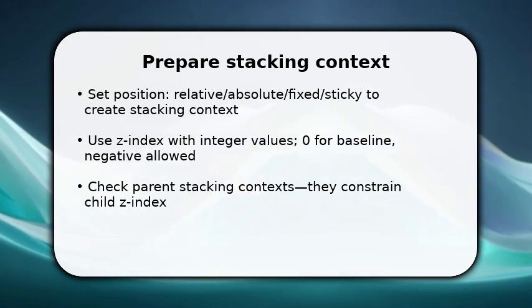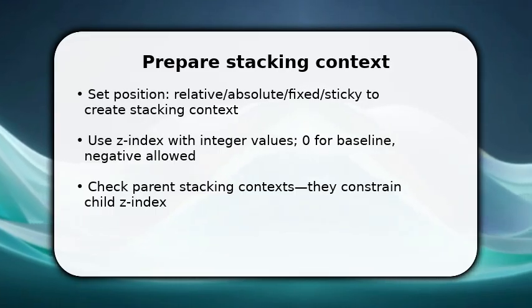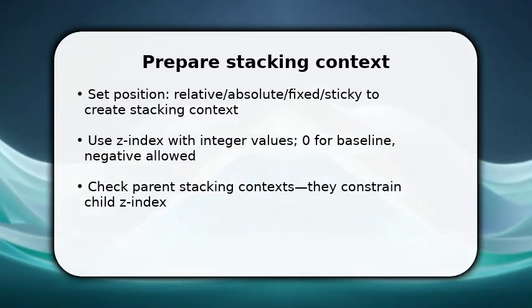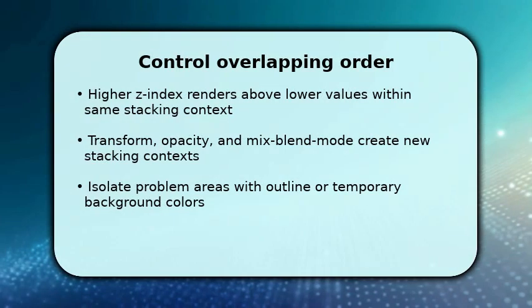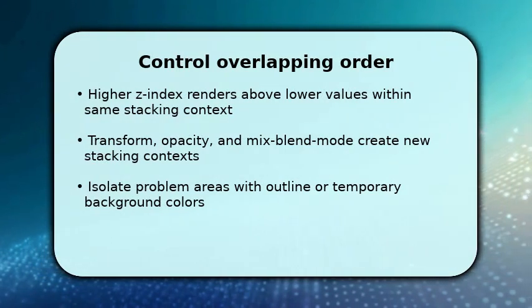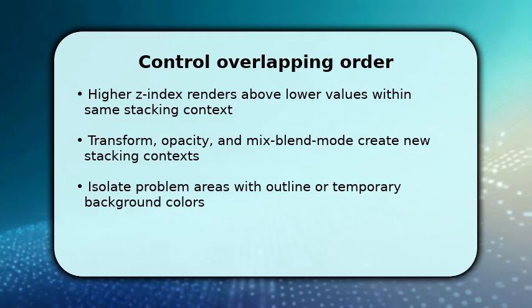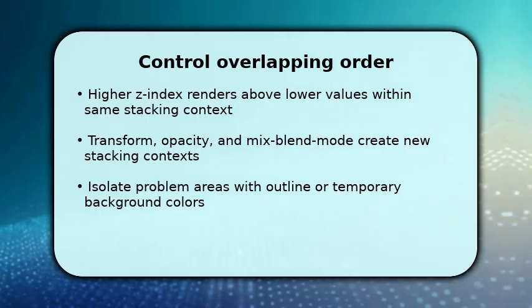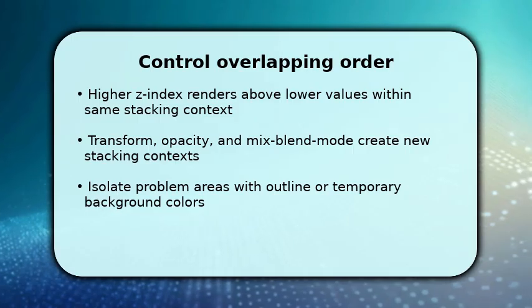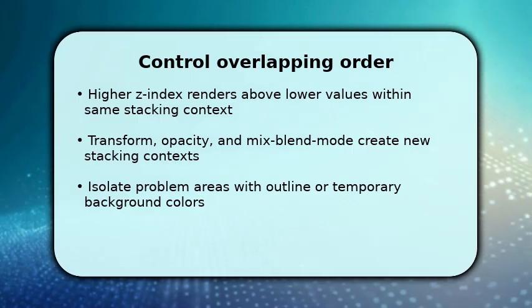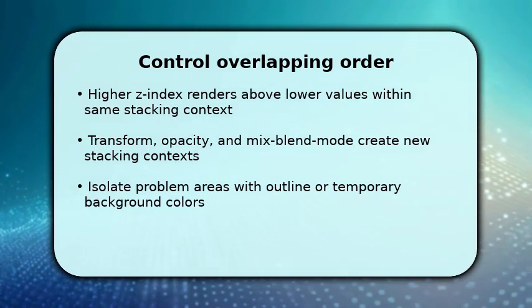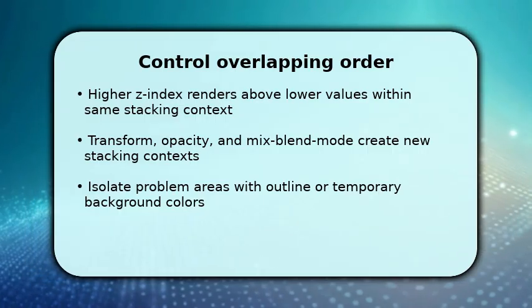Now refine overlapping behaviors. Within the same stacking context, larger z-index values render on top of smaller ones, so pick numbers that reflect the intended visual hierarchy. Remember that CSS properties like transform, opacity less than 1, filter, and mix-blend-mode implicitly create new stacking contexts. Once a new context exists, child z-index is local to it.